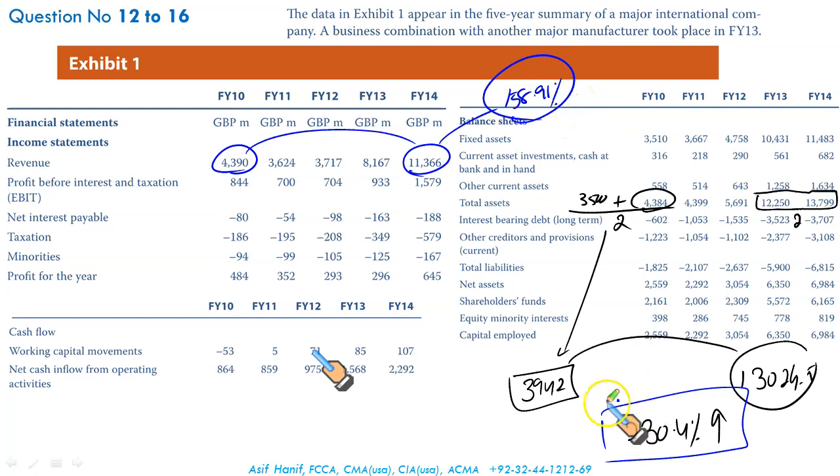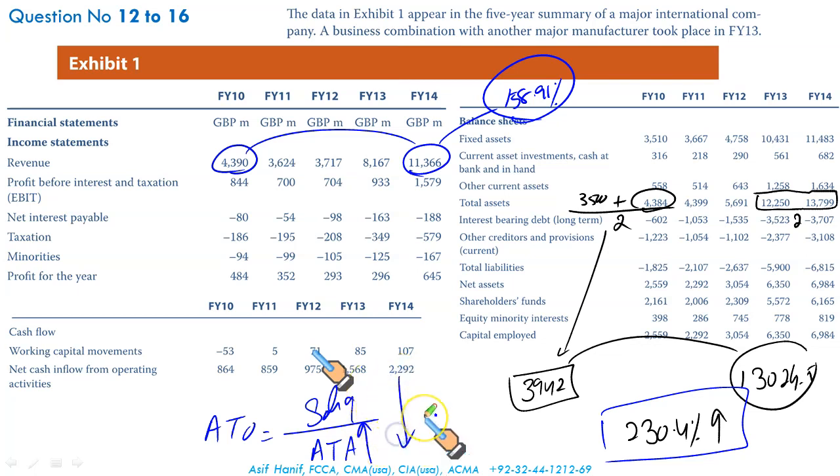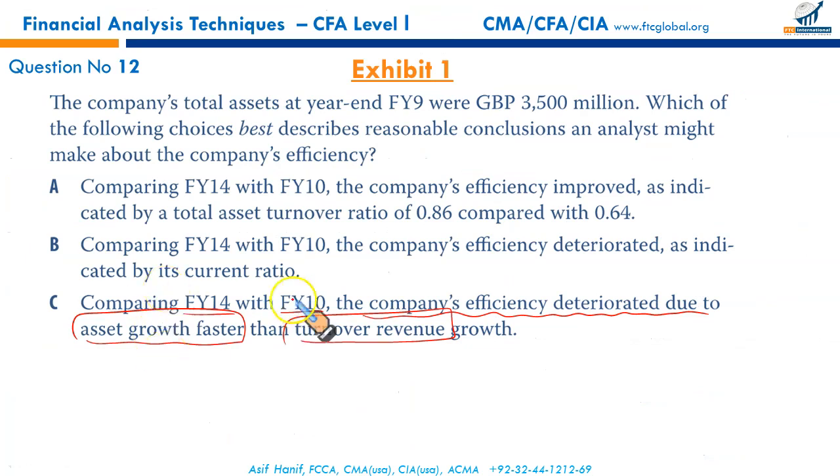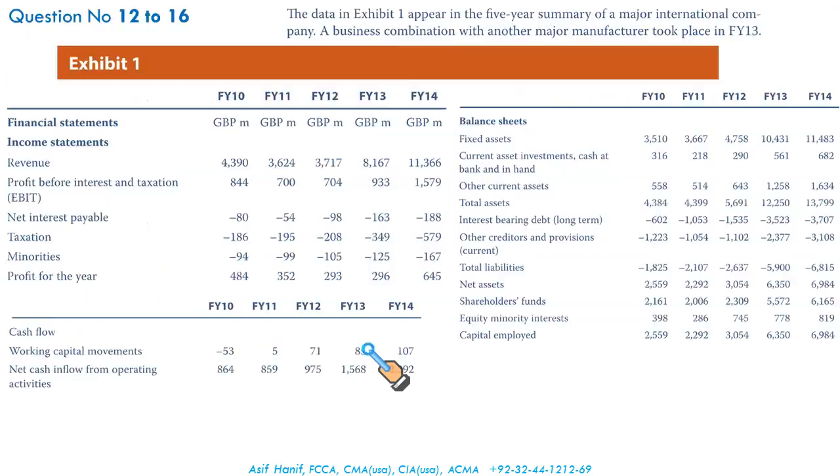So clearly it indicates that assets have grown. So when you calculate your asset turnover, we know that asset turnover is equal to sales revenue over the average total assets. Since sales have grown by 158%, but the average total assets have grown by 230%, resultantly ATU has fallen. Now, this is a very plausible reason that we can conclude that comparing these two years, the company's efficiency deteriorated because assets growth was faster than the turnover growth. A wonderful question, and you have worked on actual numbers. C is the right answer.